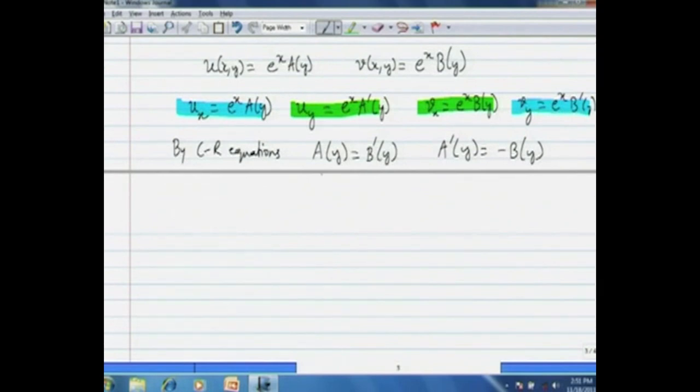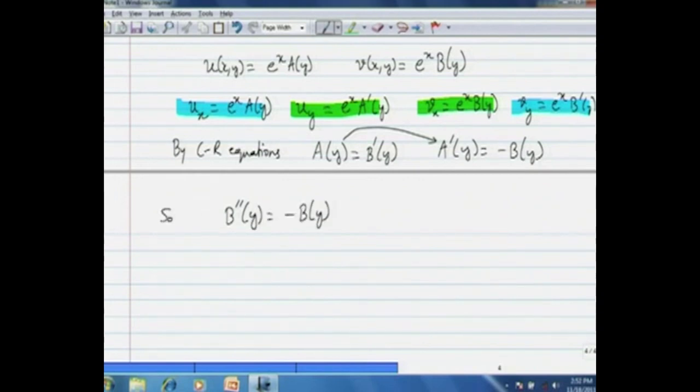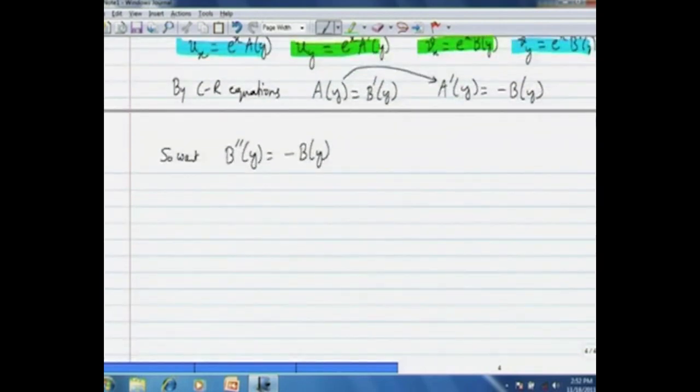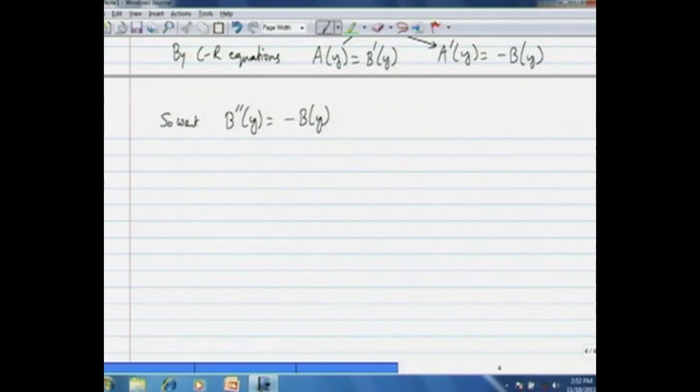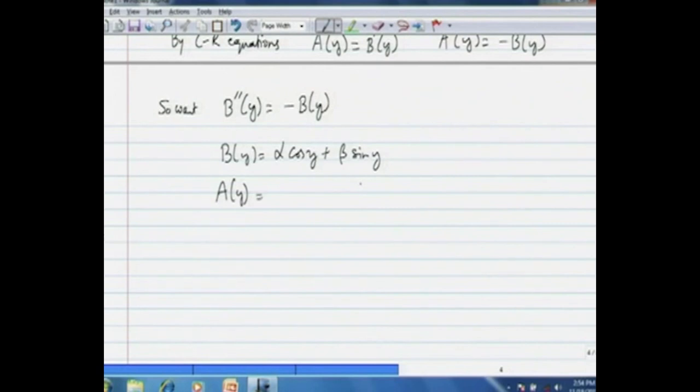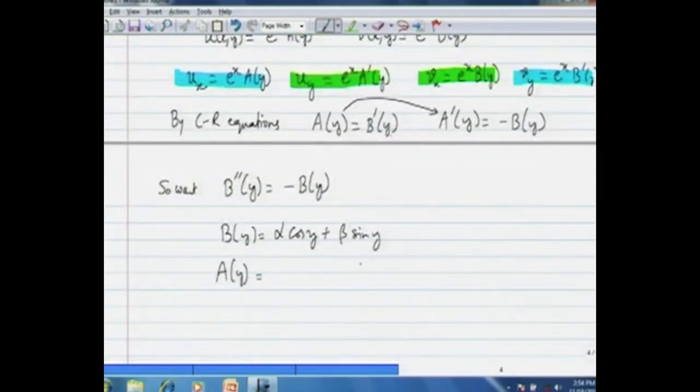Then from these two we can substitute a of y in here and say that b double prime of y should be equal to minus b of y. So, we want b double prime of y to be minus b of y, and we know what kind of function satisfies this relation. You would want b of y to be alpha cosine y plus beta sine y. And then a of y will be b prime of y by this relation here. So, a of y should be minus alpha sine y plus beta cosine y.